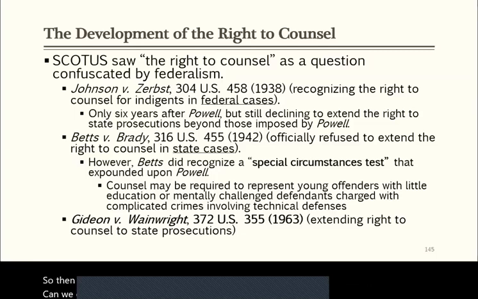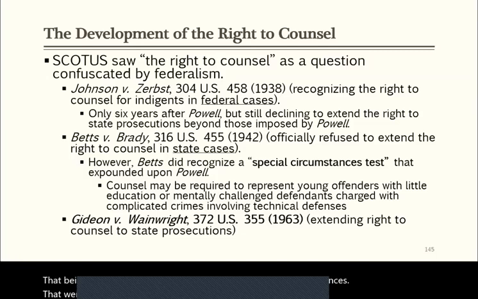It's a 1942 case, and what it did was interesting. It officially refused to extend the right to counsel in state cases. Right, so it's like, no, you don't, in states, they can give you counsel if they want to, but the Constitution doesn't require that they do. That being said, Betts v. Brady did recognize a, quote, special circumstances that were expounded in Powell.